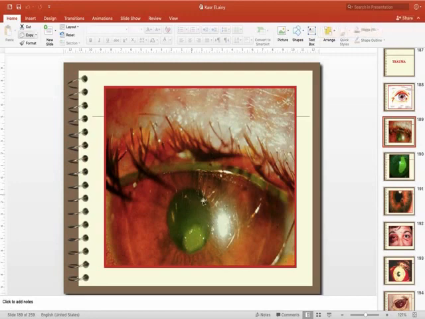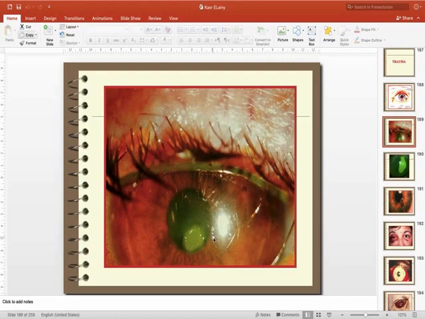This is a slide of the cornea with a lesion, a green lesion in the center of the cornea stained with fluorescein, and this lesion is either corneal abrasion or corneal ulcer. If it's just superficial, not including the stroma, it's an abrasion. If the lesion is deep and including the stroma, it's a corneal ulcer.